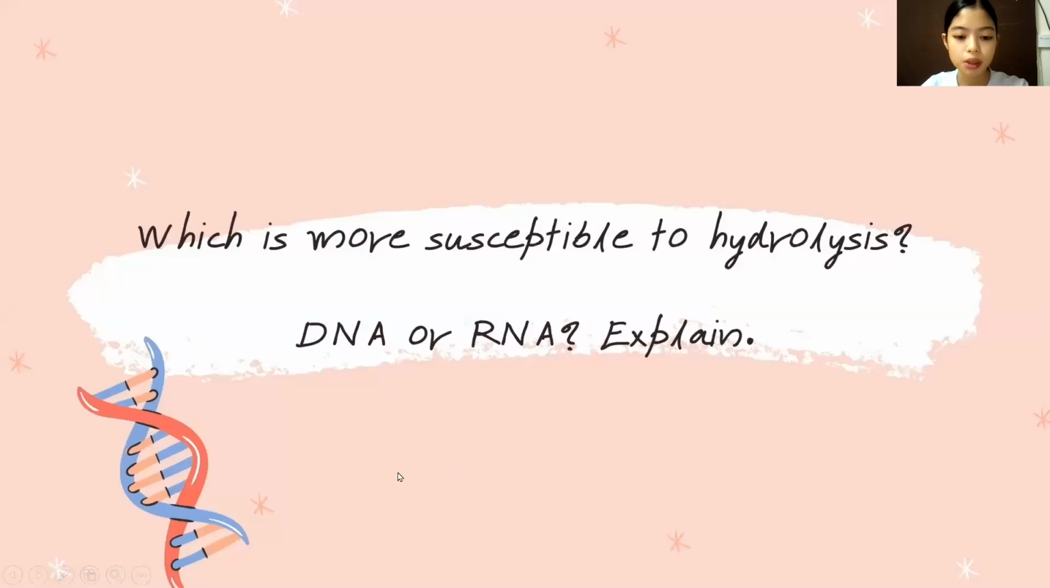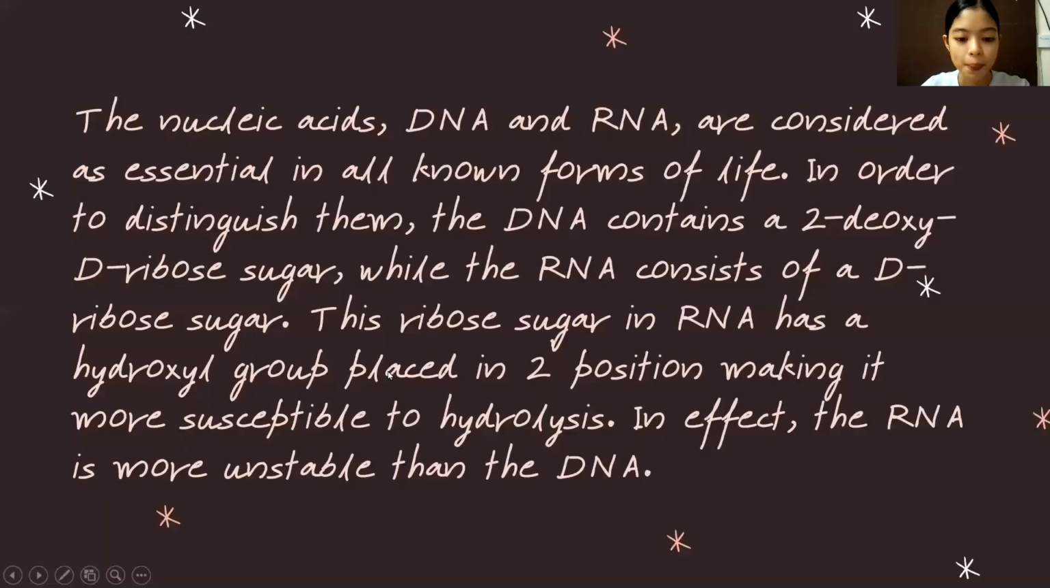For the fourth question, which is more susceptible to hydrolysis, DNA or RNA? The nucleic acids DNA and RNA are considered essential in all known forms of life. In order to distinguish them, the DNA contains 2-deoxy-D-ribose sugar, while the RNA consists of D-ribose sugar. The ribose sugar in RNA has a hydroxyl group placed in 2' position, making it more susceptible to hydrolysis. In effect, the RNA is more unstable than the DNA.